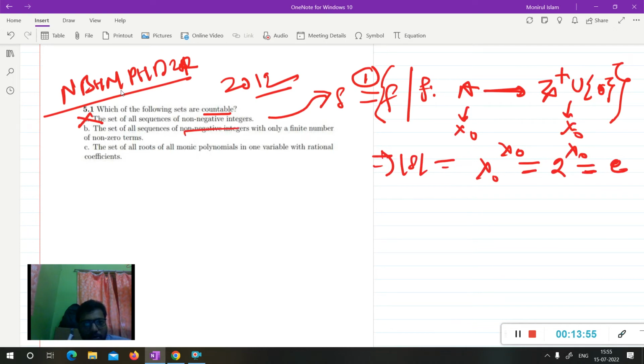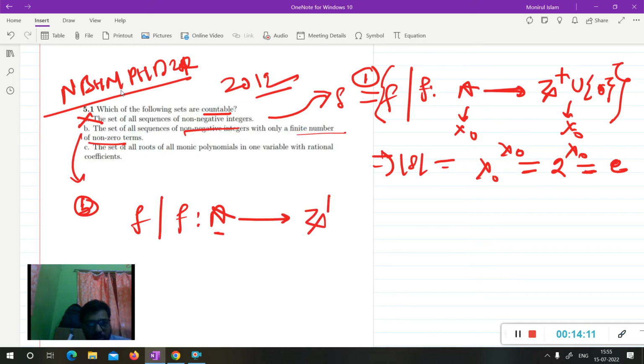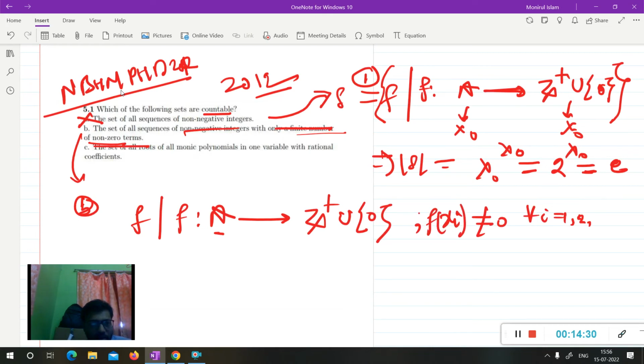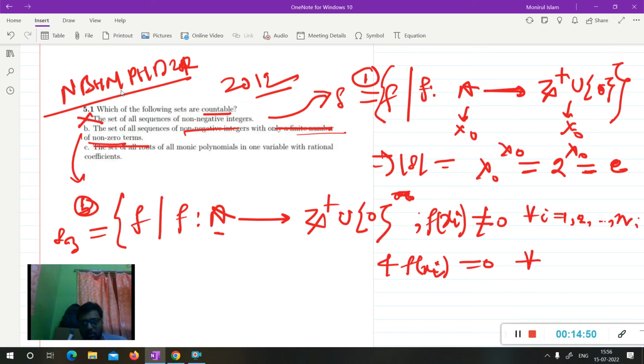Now, set of all sequences of non-negative integers with only finitely many terms non-zero. Okay, B is saying the set of all sequences f, a sequence of non-negative integers, with domain the natural numbers and codomain Z plus union 0, but there is a restriction: f of xi is non-zero for i equal to 1 up to n, and the remaining are 0. Call this set S3. So f of xi will be 0 otherwise.